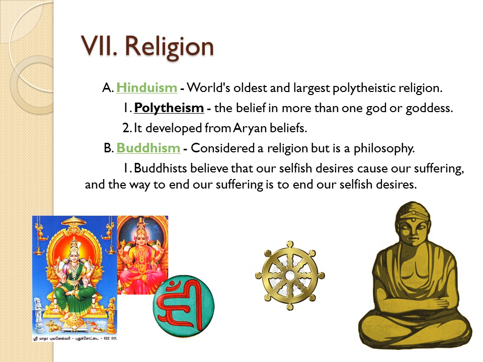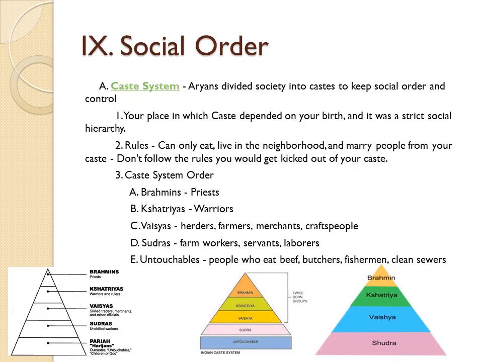started as basically a philosophy, and Buddhism believes that we are all selfish creatures. And because of our selfish desires, because we want the newest Xbox and the newest iPhone, and since we can't get those, we suffer. And the way we end our suffering is to get rid of all our selfish desires, get rid of our wants. But we'll study these more next week.